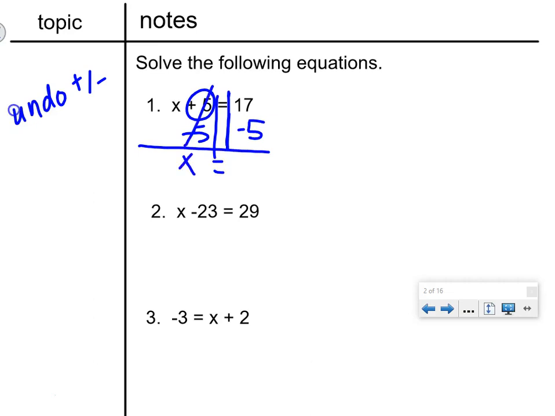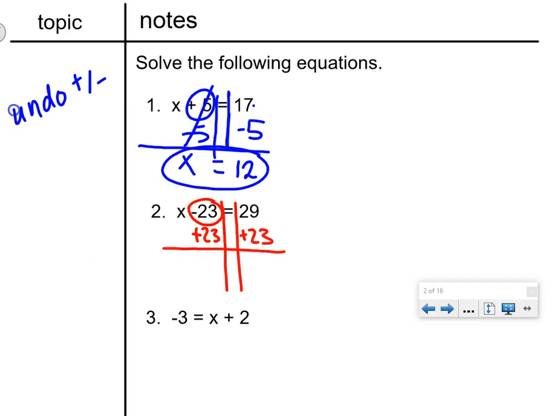So we have x equals 17 minus 5 is 12. Circle your final answer. X minus 23 equals 29. Undo this minus 23 with a plus 23. Do the opposite. The minus 23 and the positive 23 cancel out, leaving us with just x equals 29 plus 23 is 52. Circle your final answer.